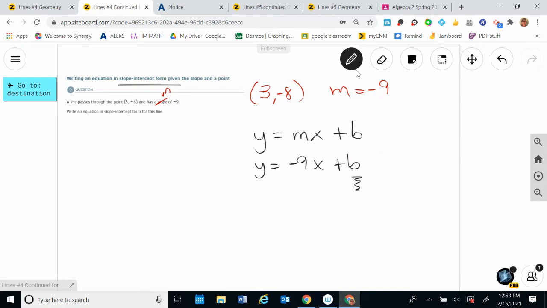Plug in the point. Okay, let's plug in the point. 3 is x, and -8 is y. Don't forget. This is the biggest mistake I see kids make, they plug in the 3 for the y and the -8 for the x. So -8 equals -9 times 3 plus b. Keep going, now you can just solve.